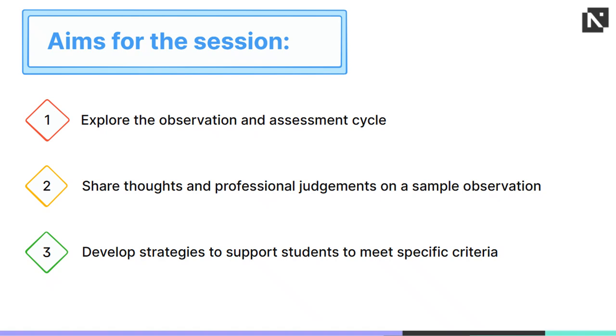You can still take part in the activity by pausing this recording when prompted and using the link in the video description to access the video clip yourself. And finally, we'll develop some strategies to help your students meet specific criteria with more confidence. This is where we connect everything back to T-level expectations and consider what genuinely supports students to show what they can do. These aims mirror what we covered live: purposeful observation, confident judgment, and supporting students to demonstrate clear criteria-linked practice.